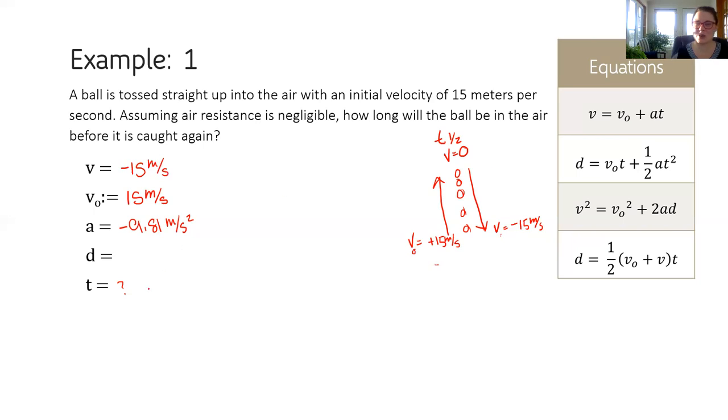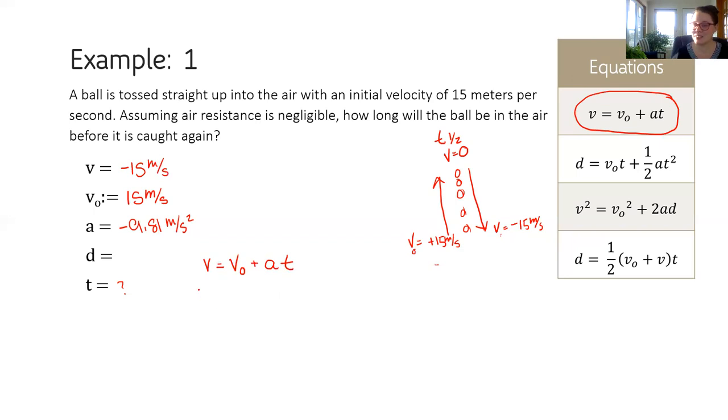So now we need to find an equation that uses time, acceleration, and two velocities. And if you look here, our first equation has final velocity, initial velocity, acceleration, and time. So let's use that one. We'll plug in and solve. Velocity equals V naught plus AT.